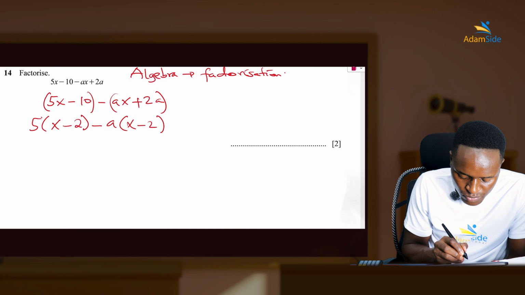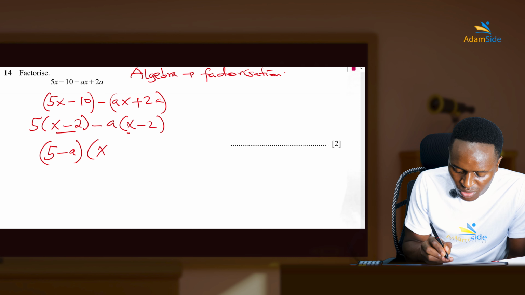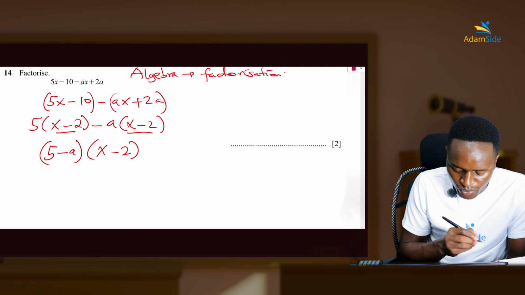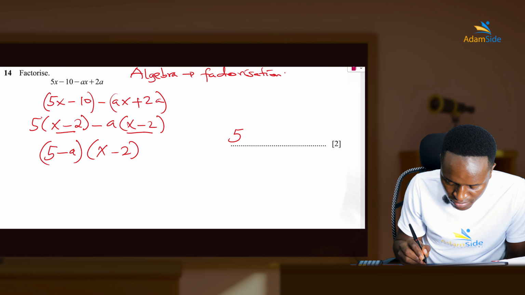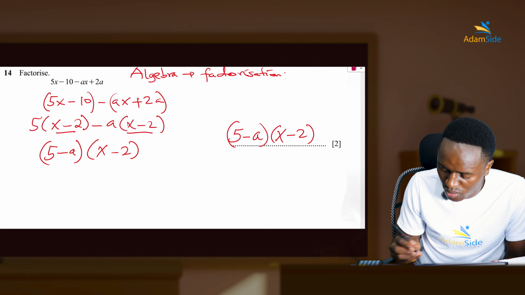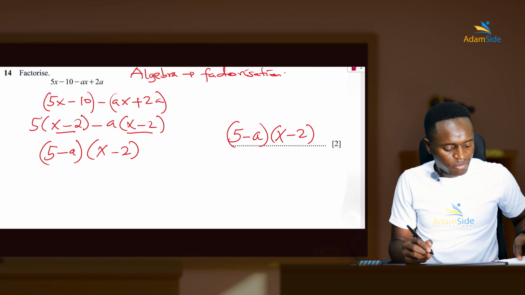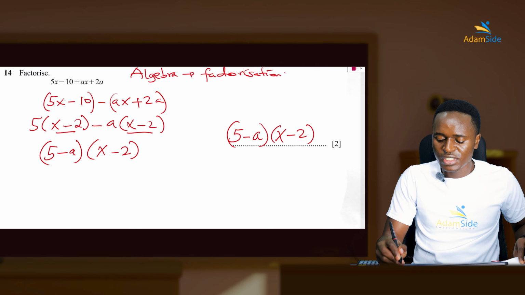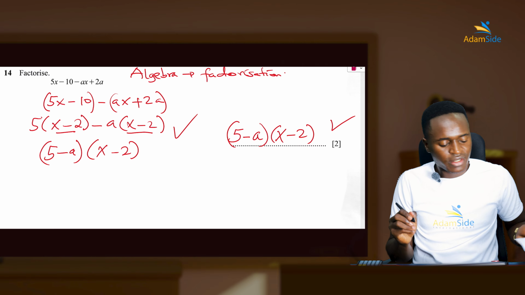Correct. Then collect like terms. Say 5 minus a, and then into brackets choose one between the two. Say x minus 2. So our answer is 5 minus a, and then x minus 2. You get it correctly. So 5 minus a and x minus 2. You get your answers. Very good.